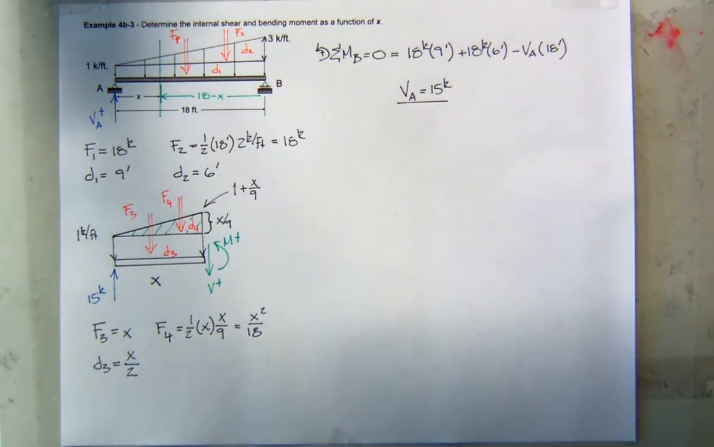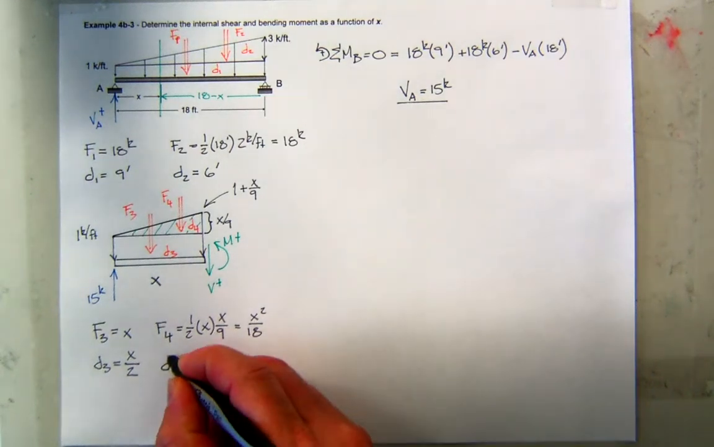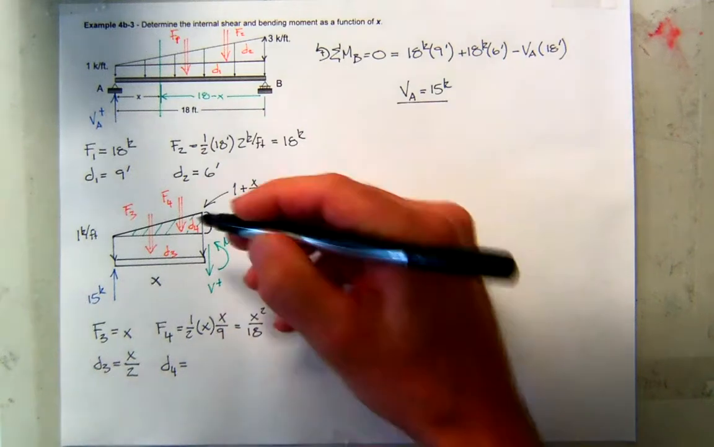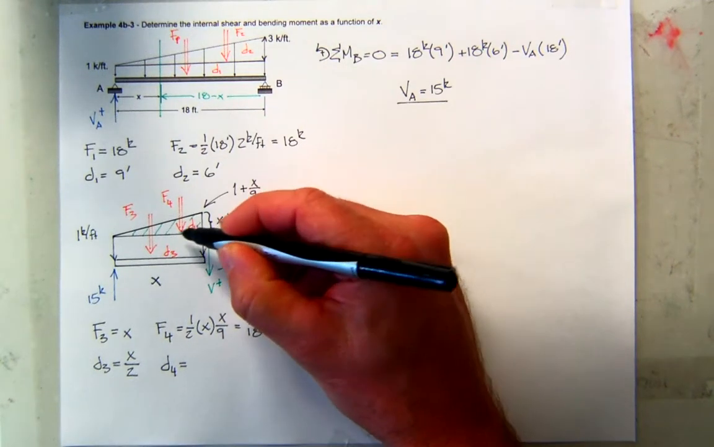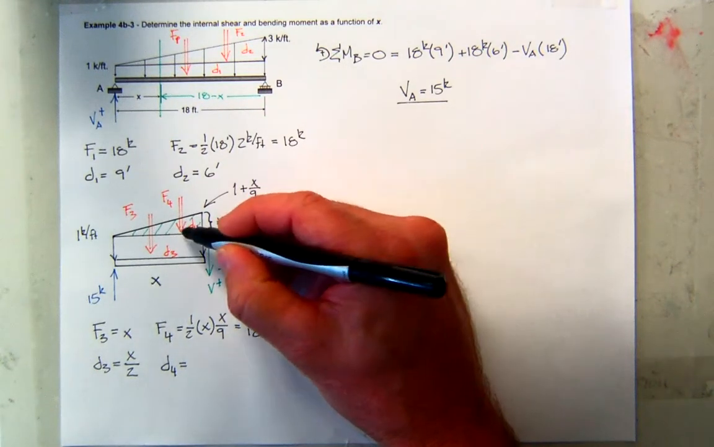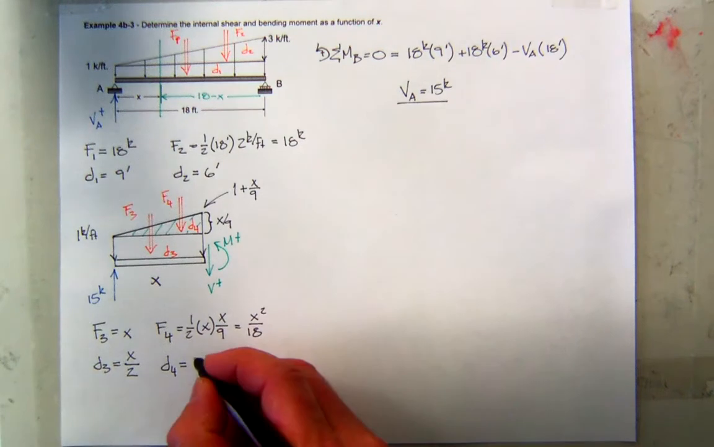So all I do now is just what? Oh, I forgot one thing. I forgot to compute D4. What's the distance from this edge to the centroid? X over 3. Yeah, it's 1/3 the distance. The distance is x, so it'll be x over 3.